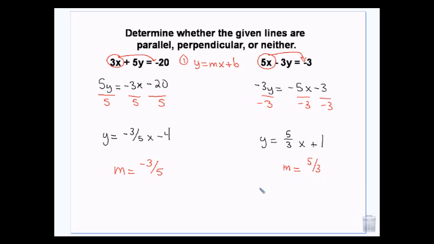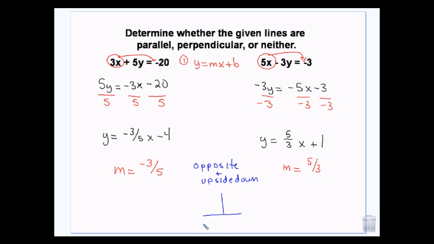So are these parallel, perpendicular, or neither? One's negative and one's not, even though if you flip it, it would be the same thing. Well, to be perpendicular, you need to be opposite signs and flipped. So we have a -3/5 and a +5/3. So these are opposite, so they're perpendicular. Yeah, and upside down. So perpendicular.